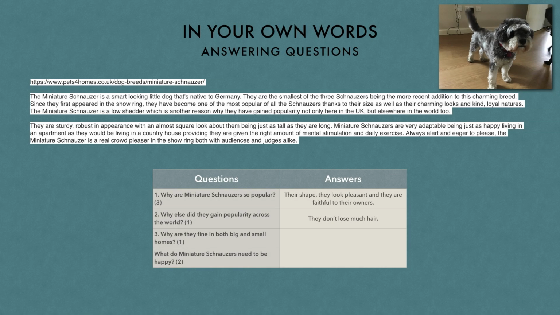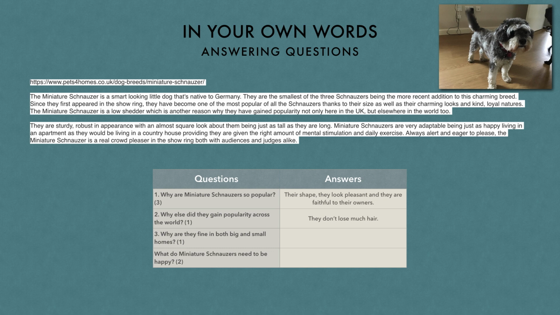Right, we're now moving on to answering some questions using our own words. So remember, last week we looked at how to put certain things into our own words. Now we're going to look at actually answering some questions, okay? And this time I've taken just a little passage from a Pets at Home website all about miniature schnauzers. And if you look in the corner, you can see little Tuco, who's my miniature schnauzer, okay?